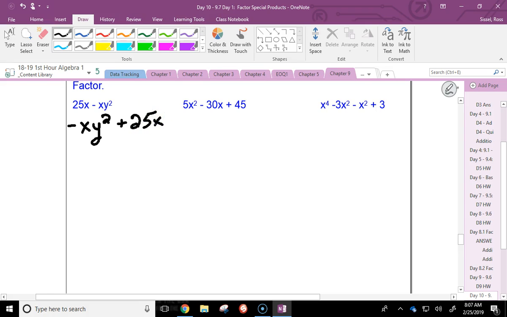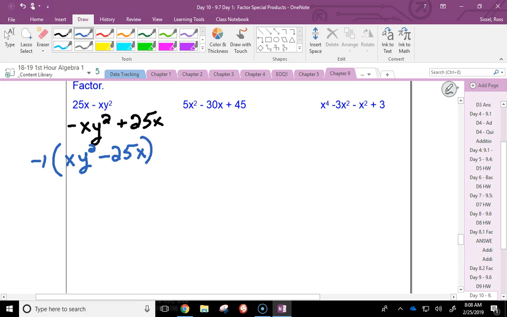We want to put it in the correct order. Remember, you want to put the biggest exponent first. Now the question is, is this in standard form? No, so we have to factor what out? Negative 1. Okay, so let's do that. We'll take a negative 1 out. So now I'm going to have xy squared minus 25x.